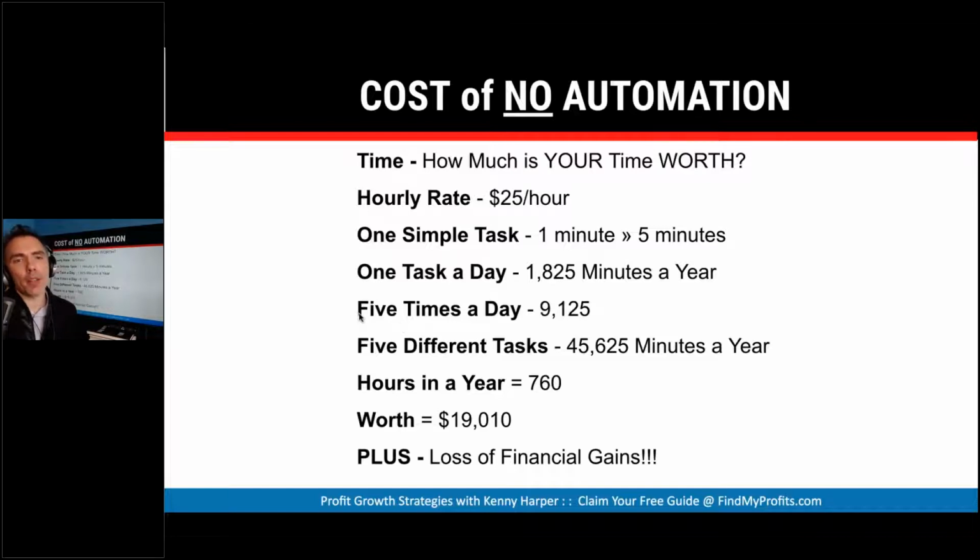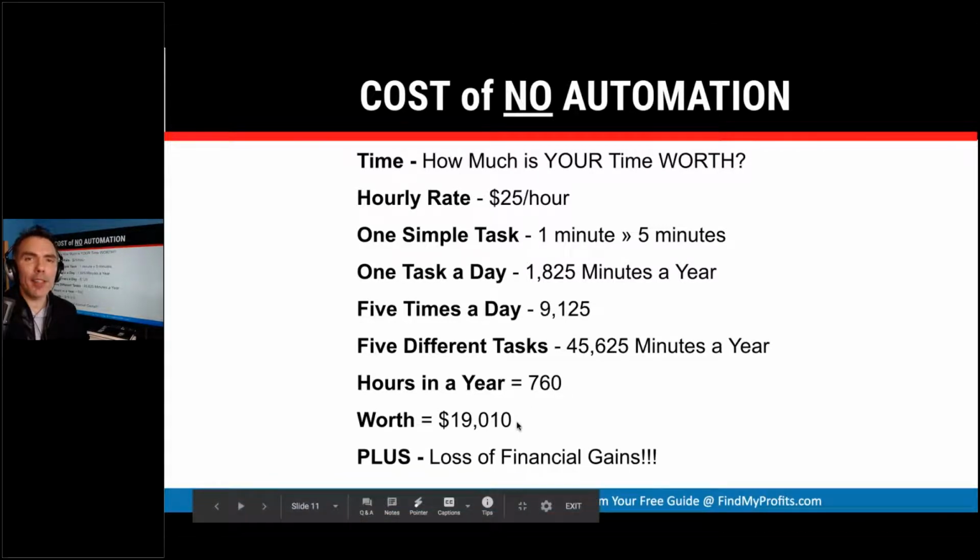Now, let's just say it's an important task and it might get done 5 times in a day, right? And what if you had 5 different tasks that we're using? This all adds up. You can calculate the hours in a year that you may save, and then times it by your hourly rate to see how much money it could be costing you by not fully leveraging automation.